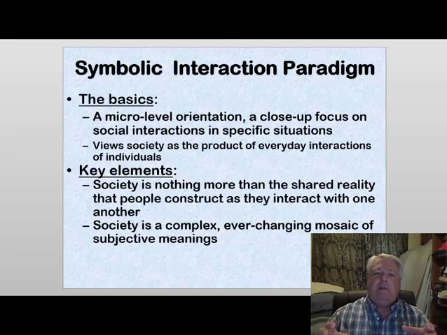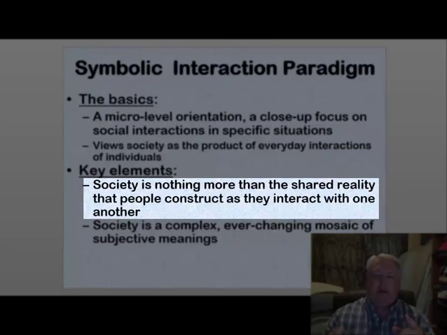It looks at the individual and at the concept of agency. Agency means that you and I get to choose. We have free will and we choose our own path. So this is a little bit different. Now, where this comes from is out of philosophy. Let me read this statement to you here so that I can talk about it. Society is nothing more than the shared reality that people construct as they interact with one another.